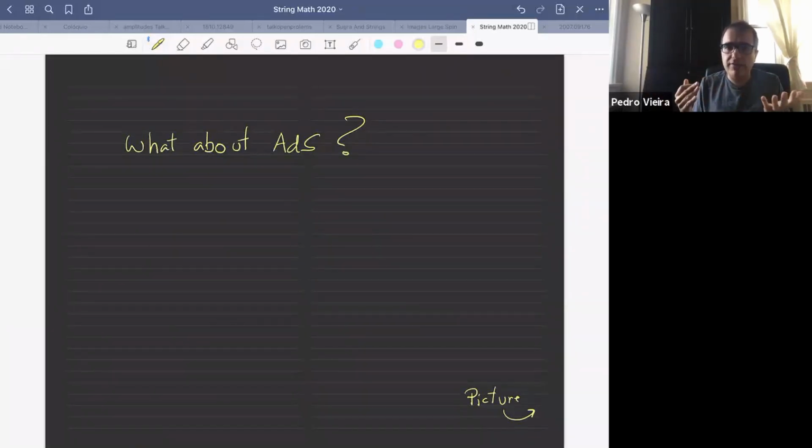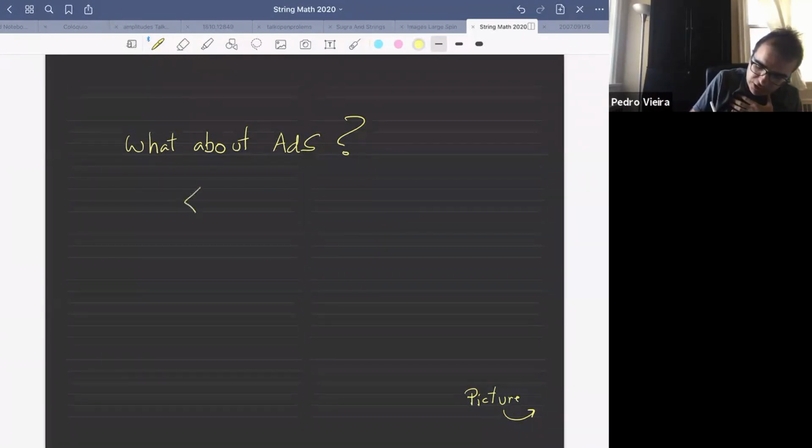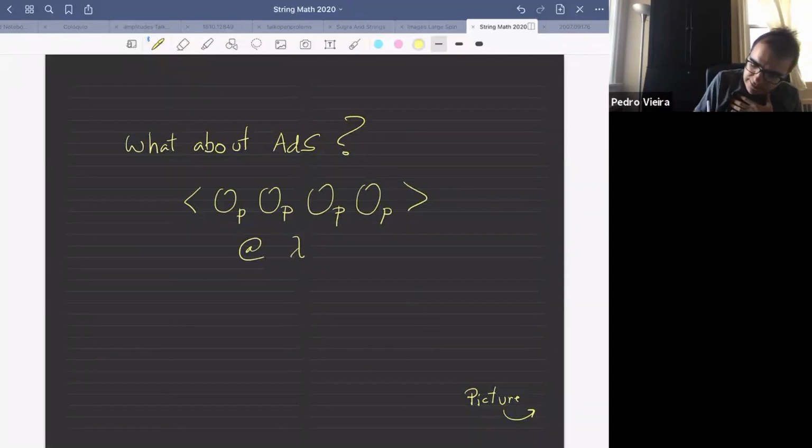So what do we have? What about AdS? And in particular, what about these correlations that we are studying? Let's define them to have all the same p, just for simplicity. Suppose I have a 4-point function, and suppose we want to consider this at lambda very large and at n going to infinity.